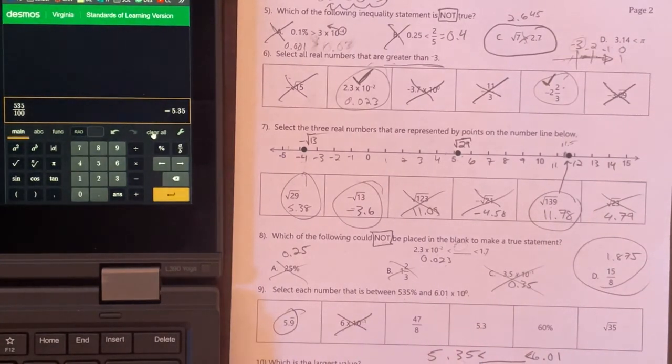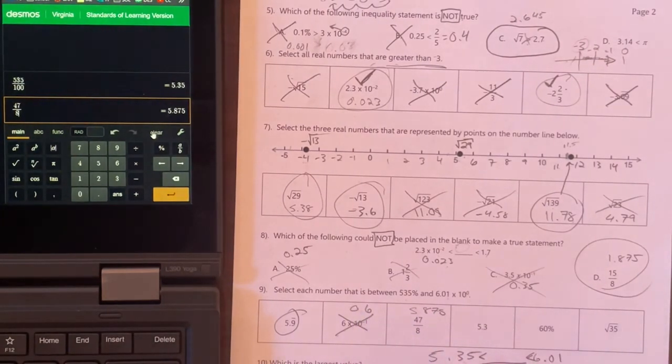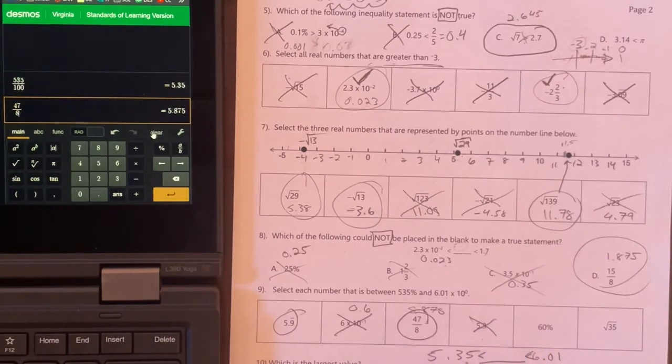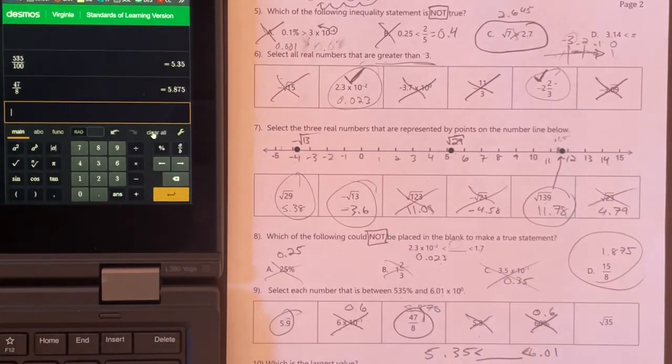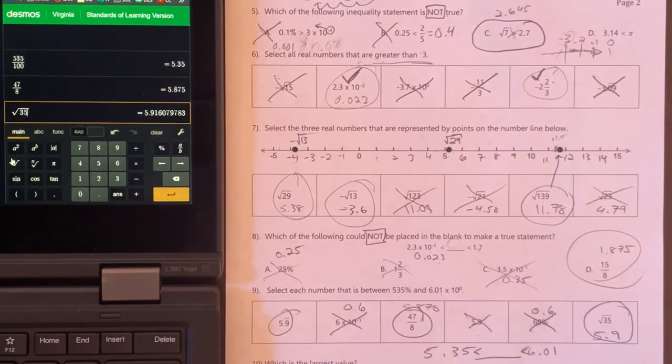What about 47 over 8? It's 5.875. That actually would work out. However, 5.3 would not work out since we had to have at least 5.35. This is 0.6 again, which would not work out. And what about the square root of 35? Square root of 35. And 5.9 looks good to me, and so we would include those as well.